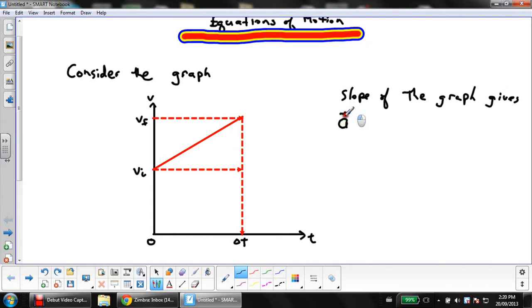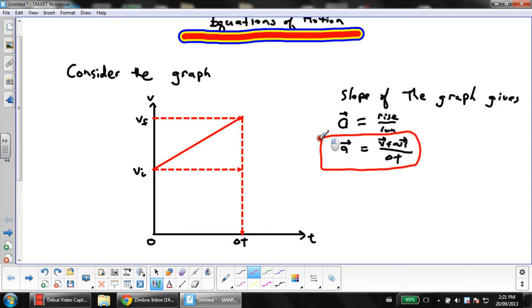Yes, which is rise over run. What's the rise here? Well, it's VF minus VI over delta T. I'm going to box that guy in because he's one of the equations of motion that we will be using. And I'm going to call that guy equation number 1.